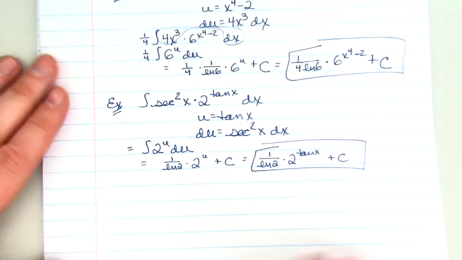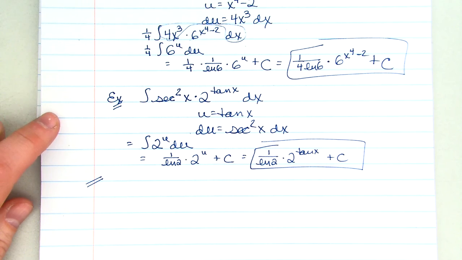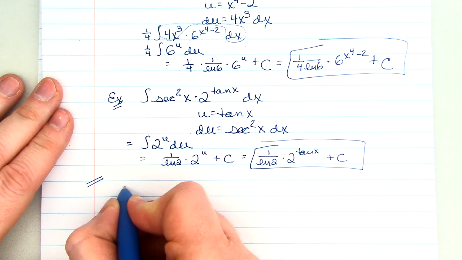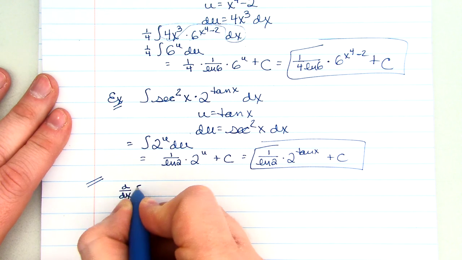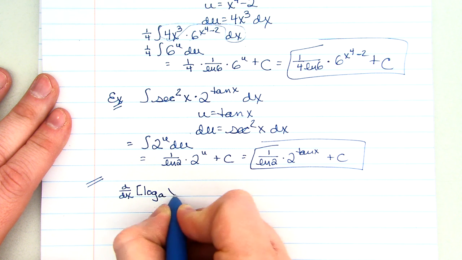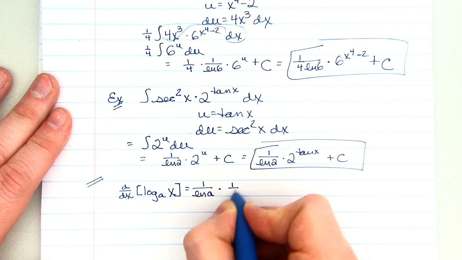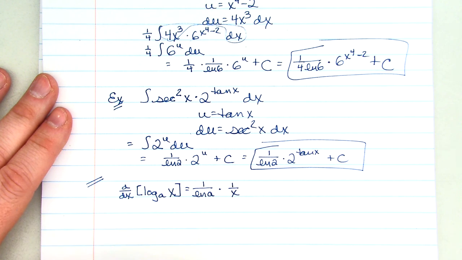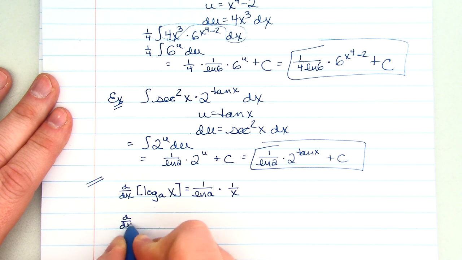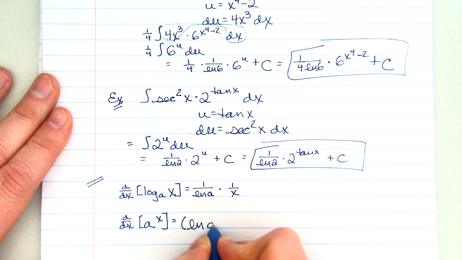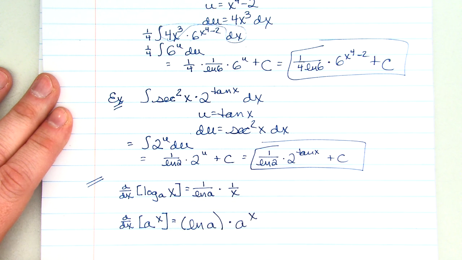Final thing I want to do is just get all the formulas in one place. Yes, these need to be memorized. You will need these for the test. I find these to be the 3 hardest formulas to remember because they're so similar. You need to know that the derivative of log base a of x equals 1 over the natural log of a times 1 over x. You need to know that the derivative of a to the x equals the natural log of a times a to the x.